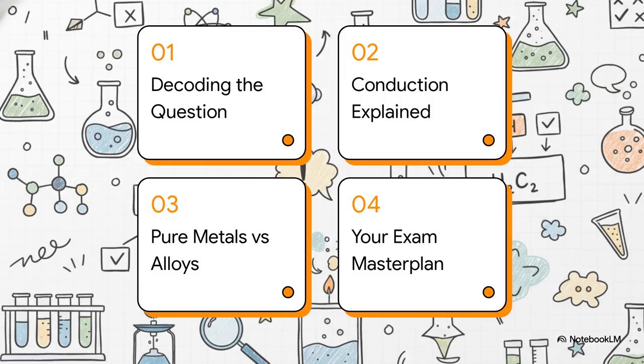So here's the game plan. First, we'll decode what the question is actually asking. Then, we'll hit all 3 parts one by one, looking at the exact answers the examiners are looking for. And finally, we'll wrap it all up into a master plan you can use on any exam. You ready? Let's get into it.